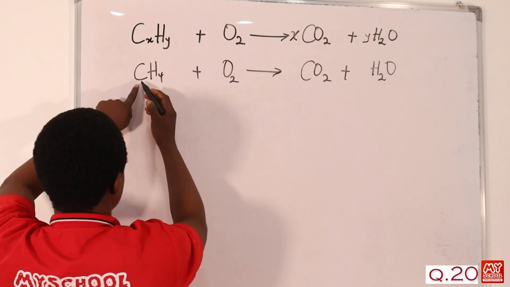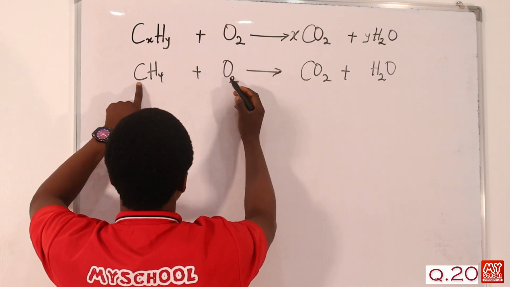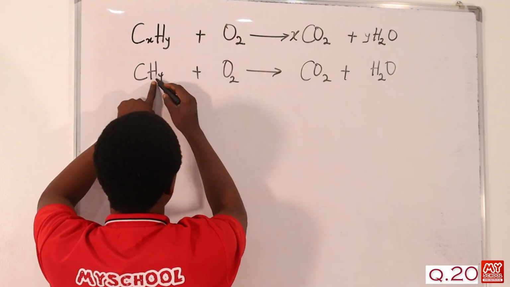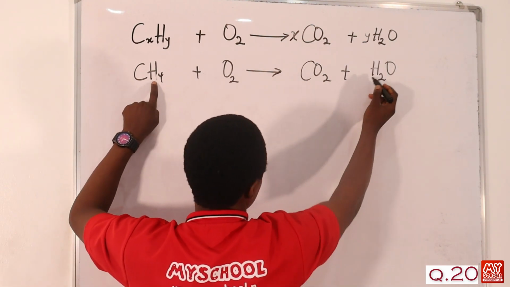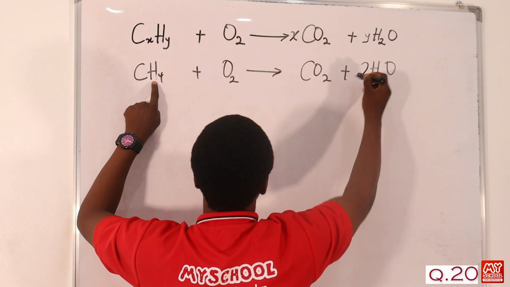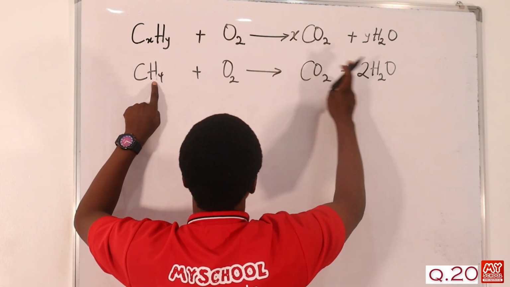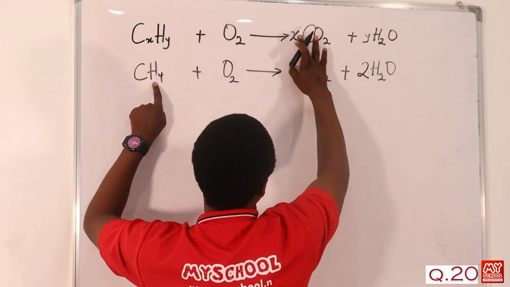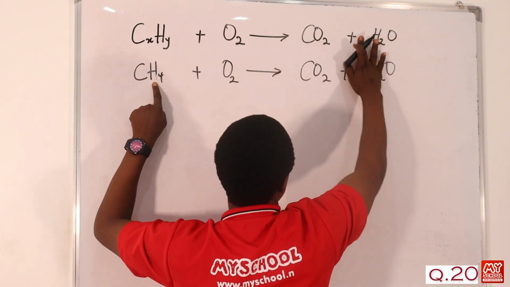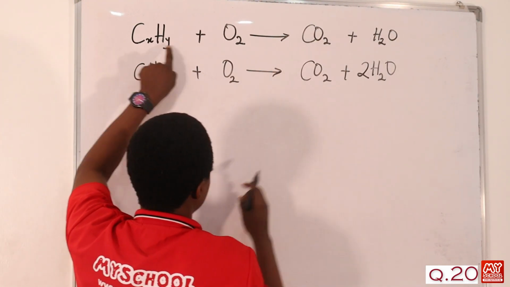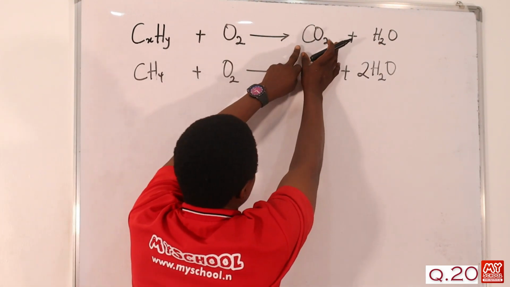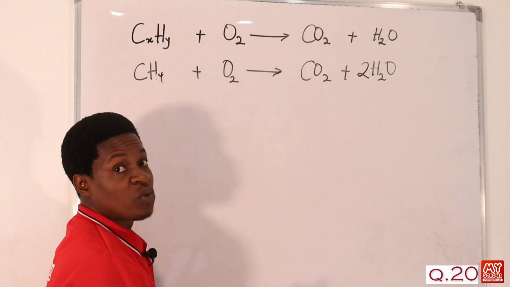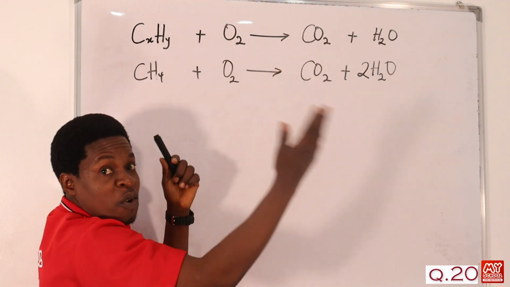So we just need to balance. We have one carbon atom here, 4 hydrogen here, and 2 here. So for it to be 4, this must be 2. All the carbon you have here is here, though necessarily not the same value. But all the hydrogen you have here must be formed in your water, and all the carbon you have here must be formed in your carbon dioxide. That's an easier way to help you balance this equation so you don't waste much time.